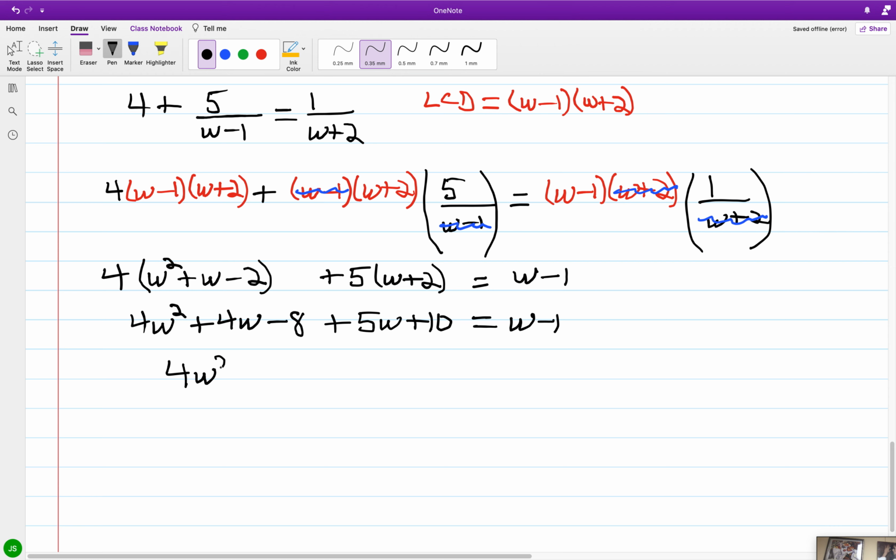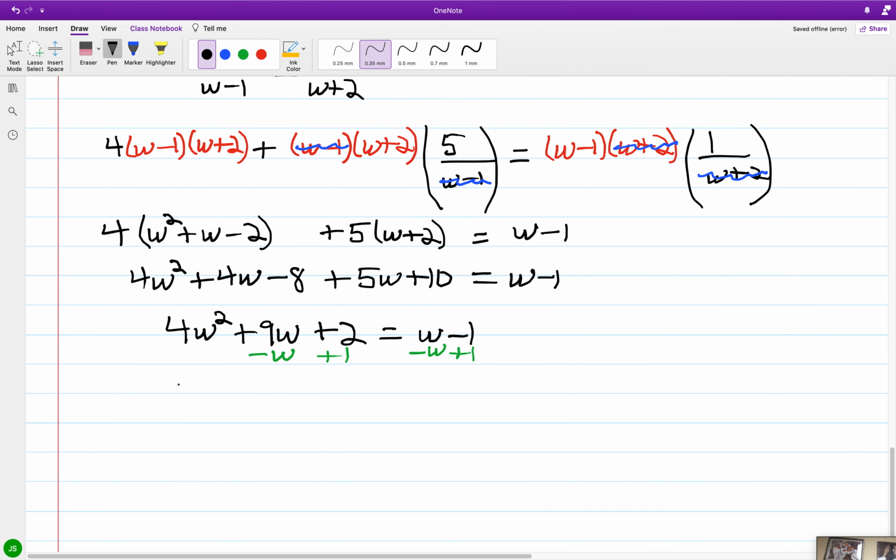And joining together like terms, so you got 4w squared, and what's going to be plus 9w. Negative 8 plus 10, okay, so this will be a plus 2. And we have is equal to w minus 1. And so forming a quadratic equation that will be in standard form. Okay. So we're going to have in the mix, so you have 4w squared. 9w minus w is going to yield 8w. 2 plus 1 is 3. And we have is equal to 0.